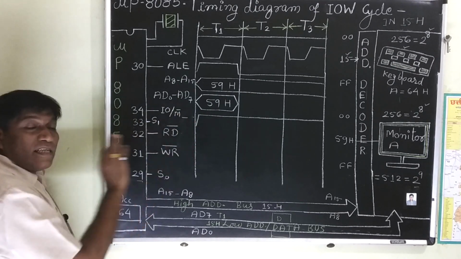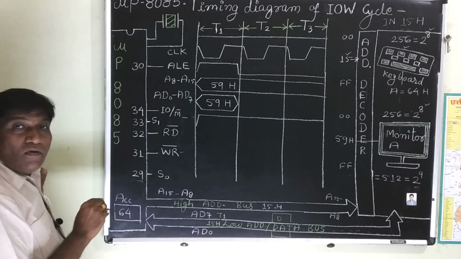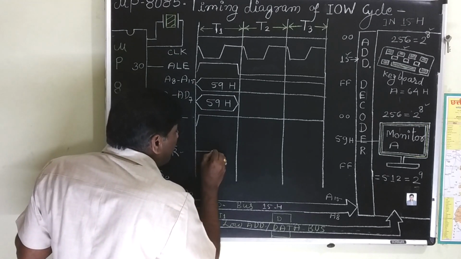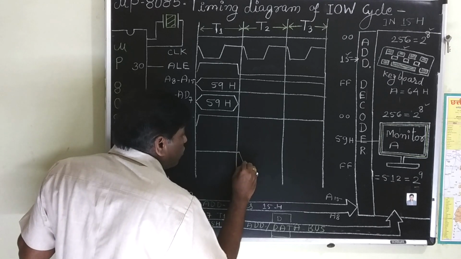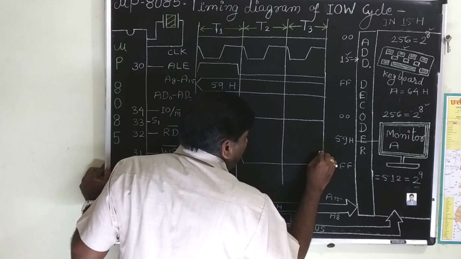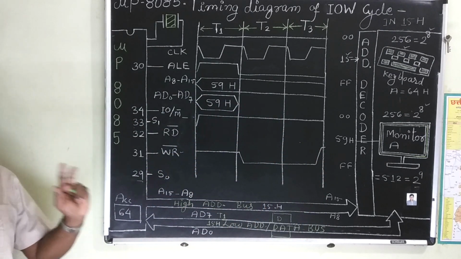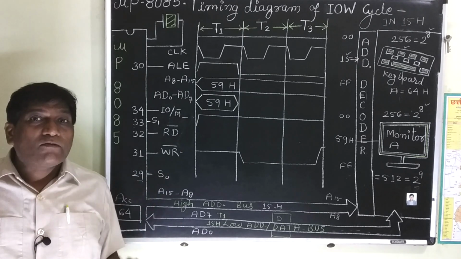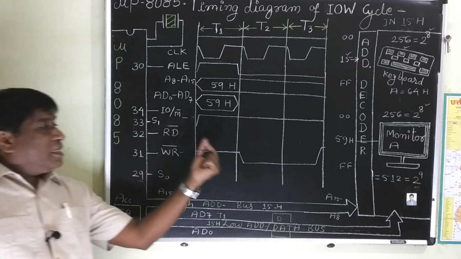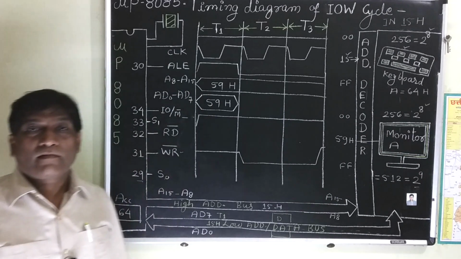Here, because it is a write operation, read is not required, so we have to concentrate on write bar. What is the status of write bar? Write bar will be activated low to facilitate the write operation, and it will be low for T2 and T3, so that the data transfer is facilitated, so that this data goes to the monitor at this address in T2 and T3 time.